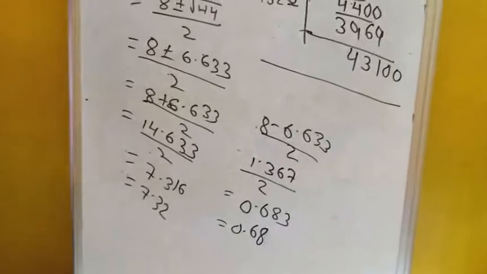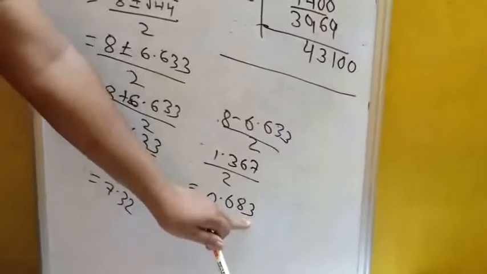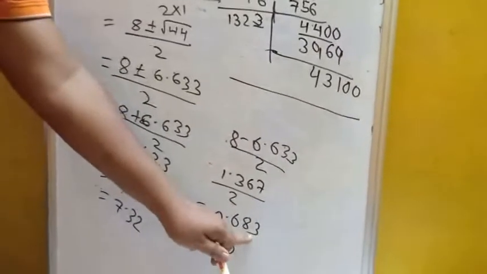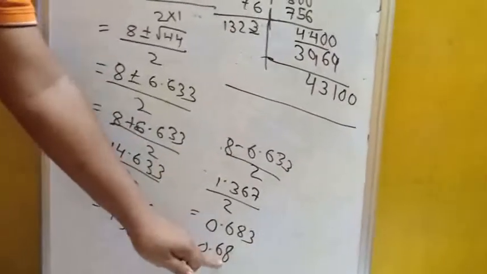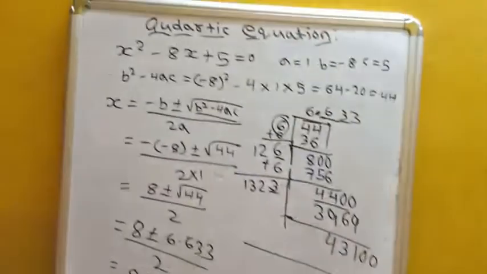Okay? Why? Because here 3. Look at the last number, 3 is there. If that one is 5 or after 5 we are getting 6, 7, 8, then you can round up to 9 here. Okay? So how are you taking?